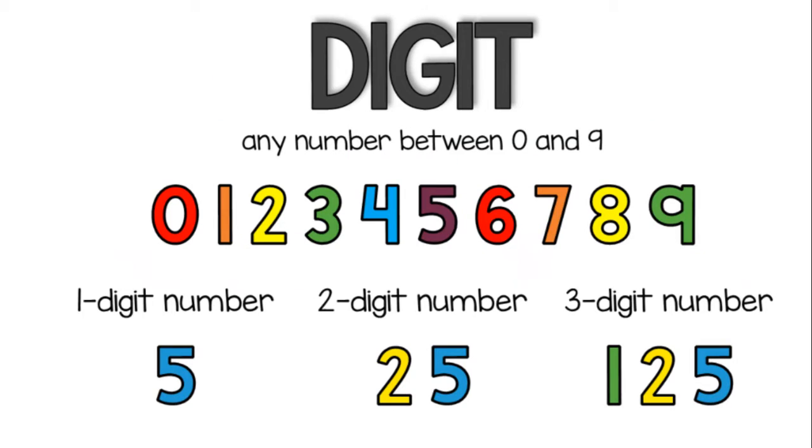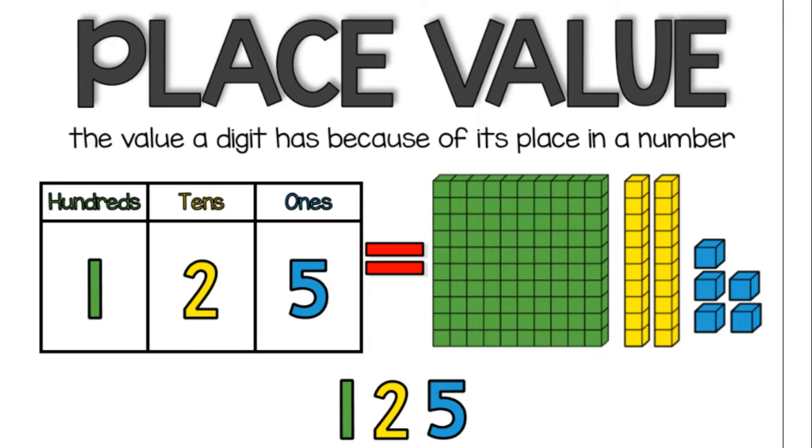Before we get started on our math lesson, let's review our weekly vocabulary. Digit. Digit is any number between 0 and 9. Here are some examples of one-digit numbers, two-digit numbers, and three-digit numbers. Place value. The value a digit has because of its place in a number. We break numbers into hundreds, tens, and ones for their place value.